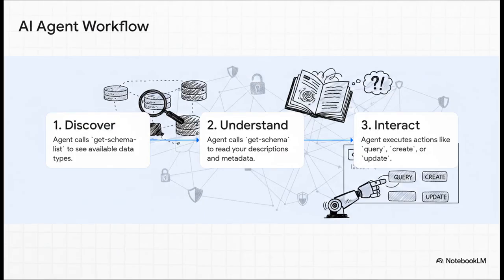So all this context lets the AI follow a really logical step-by-step process. First, it asks, hey, what data is even available? Using a command called getSchemaList. Then it picks one and asks for the details with getSchema, which is where it reads all your helpful descriptions. Only after it understands the data does it even try to query or change anything.